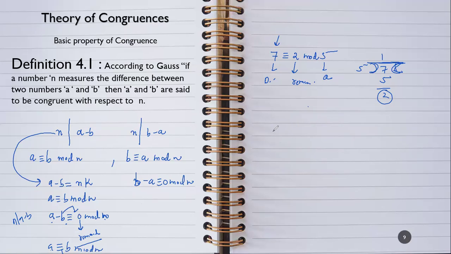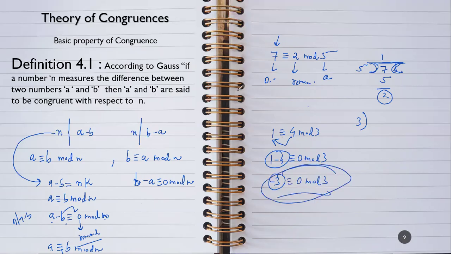1 is congruent to 4 mod 3. I can write like this. The reason is this: when I divide 1 by 3, you will get minus 3 as a remainder. So here you can see that if I shift 4 here, then 1 minus 4 is congruent to 0 mod 3, because 1 minus 4 is basically minus 3, and minus 3 is divisible by 3. So the remainder will be 0 mod 3.